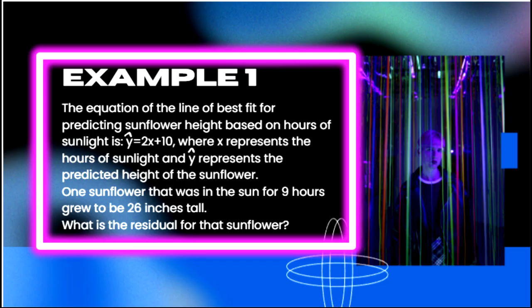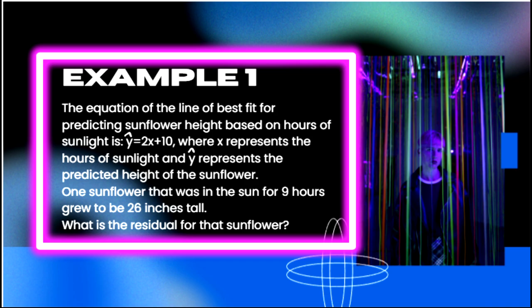Okay, here's example number 1. The equation of the line of best fit for predicting sunflower height based on hours of sunlight is y hat equals 2x plus 10, where x represents the hours of sunlight and y hat represents the predicted height of the sunflower. One sunflower that was in the sun for 9 hours grew to be 26 inches tall. What is the residual of that sunflower?